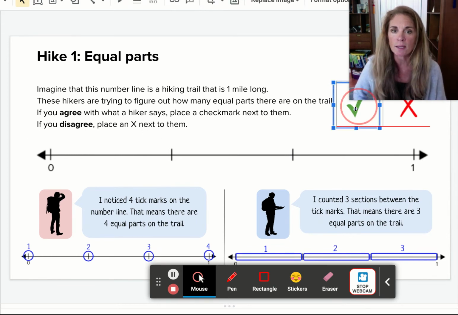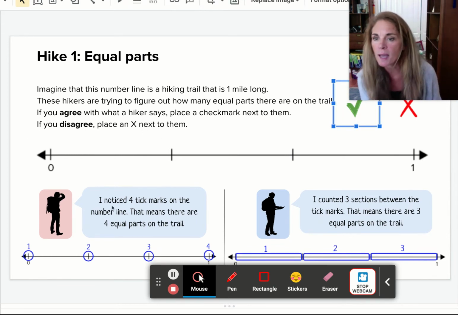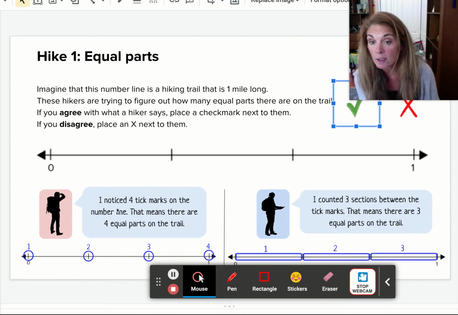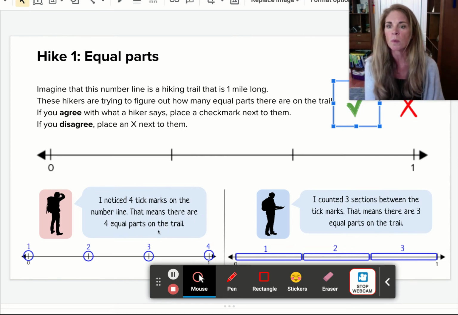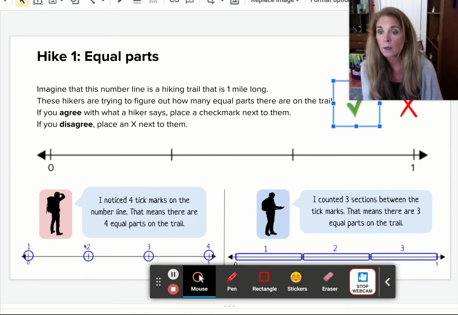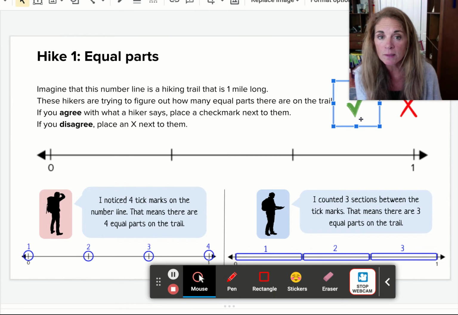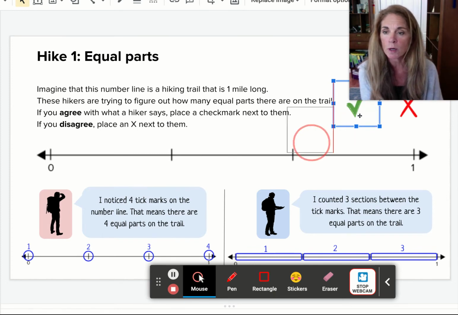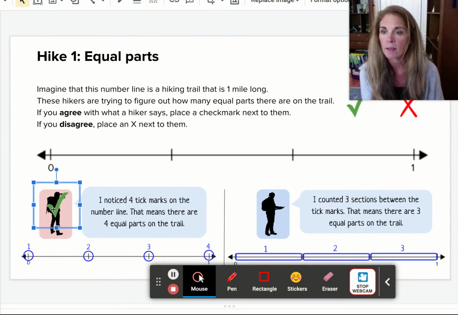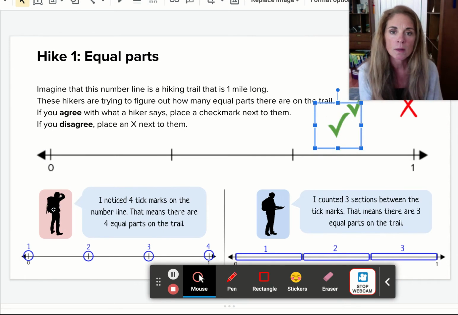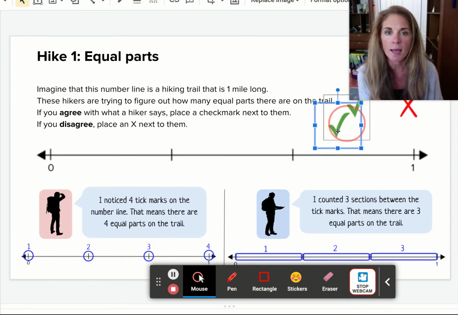So you're going to drag these over to this guy, and you're going to read each slide just like this. I notice 4 tick marks on the number line. That means there are 4 equal parts. Are there 4 equal parts to this number line? If you think yes, put this check mark on top of this guy. If you think no, put the X on top of the guy.